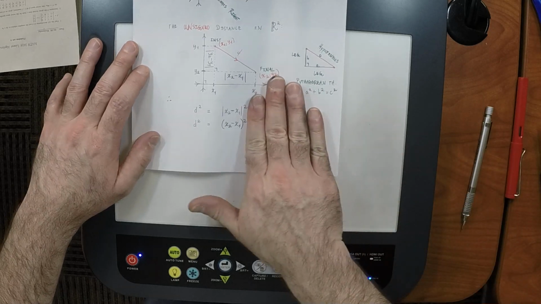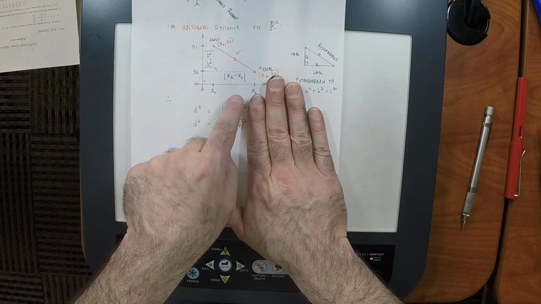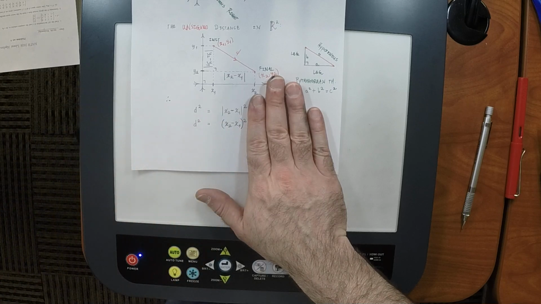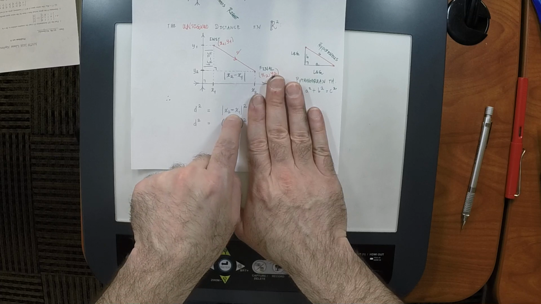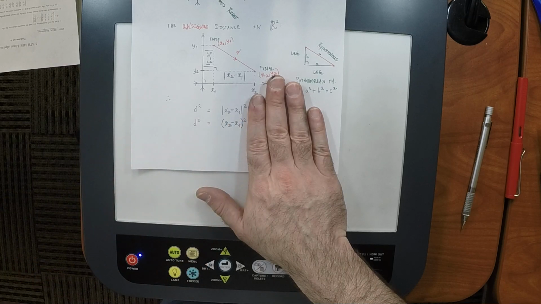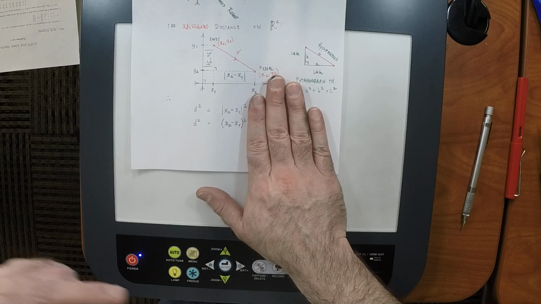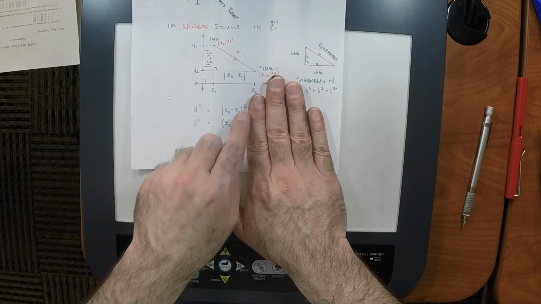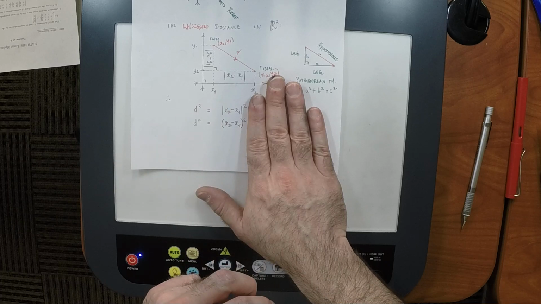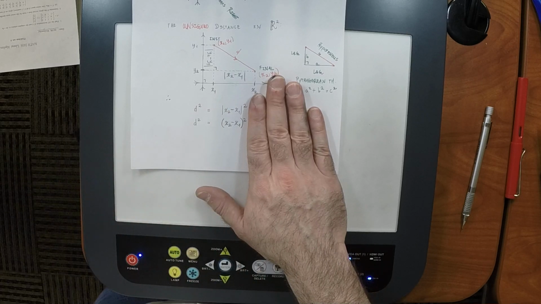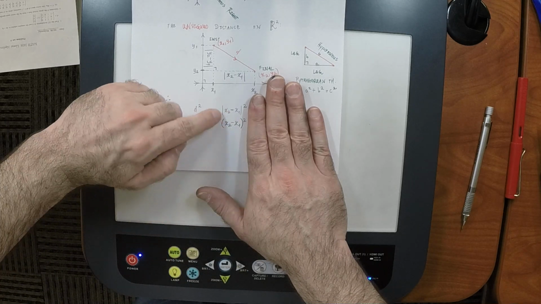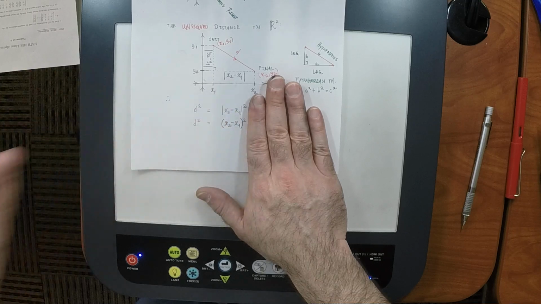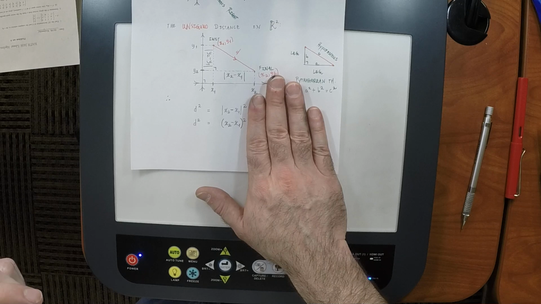So, for different drawings, x2 minus x1 could be positive or negative. Now, if x2 minus x1 is positive, then the absolute value doesn't do anything. So if x2 minus x1 is like 5, then absolute value of 5 is 5, and then we'd square it and get 25. But what if x2 minus x1 for a different drawing is negative 5? Then that one is saying that, okay, take the negative 5 and calculate absolute value to get 5, and then square it to get 25.